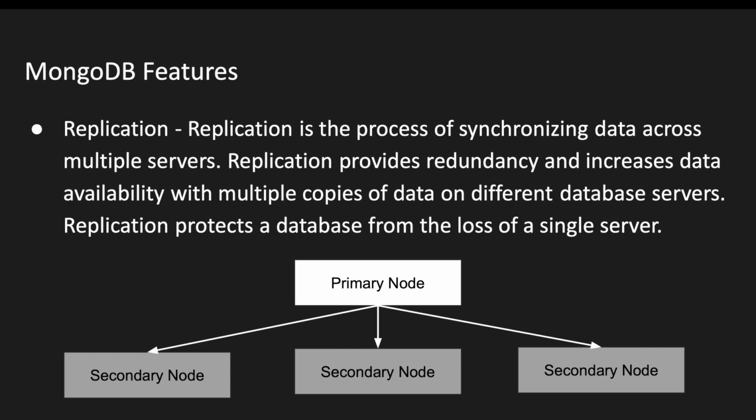So this is all about MongoDB features. Here you can see in the diagram, the primary node is there, a secondary node is there, and three secondary nodes are there. So when the primary node goes down, one of the secondary nodes becomes the primary node, and it takes care of and replicates the data.